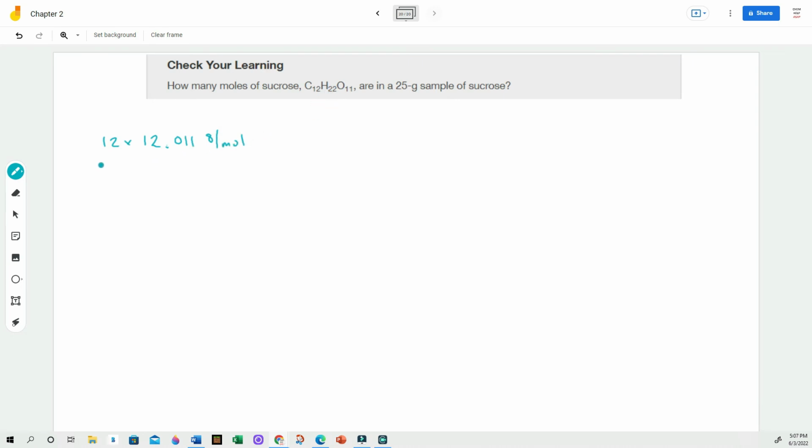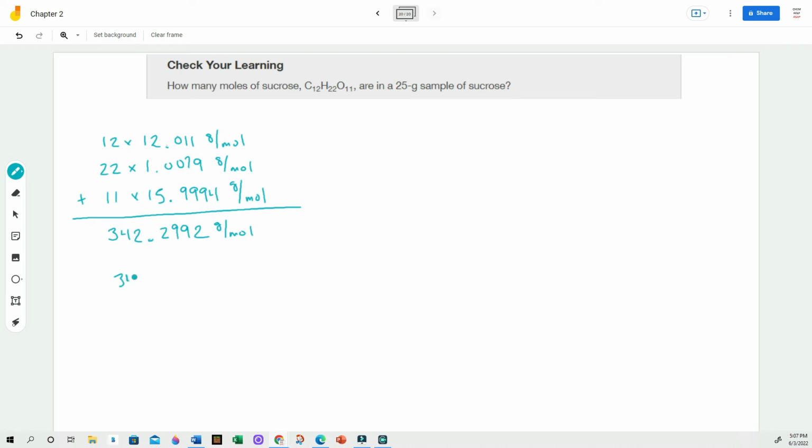I have 22 hydrogen atoms. Again, the molar mass of hydrogen is grams per mole. And then finally, oxygen, I have 11 oxygens, and the molar mass of oxygen is 15.9994 grams per mole. I'm going to add all of this up, and I get 342.2992 grams per mole.